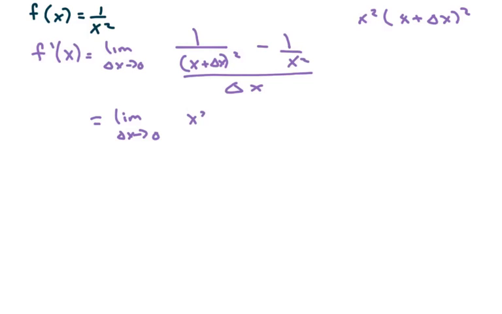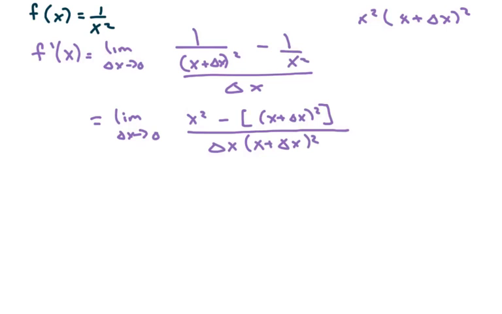you get x squared minus x plus delta x squared all over your common denominator. And what I'm going to do is put the delta x first, then I'm going to put the x plus delta x squared, then I'm going to put this piece last, just to separate these two, because it looks confusing if you don't. Now let's clean up our numerator.